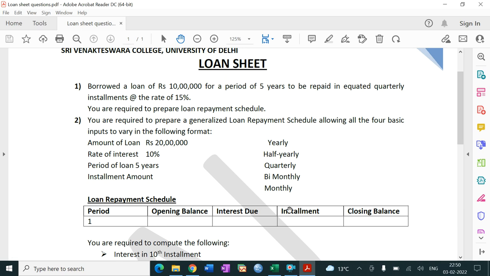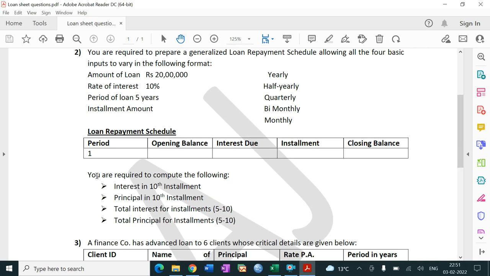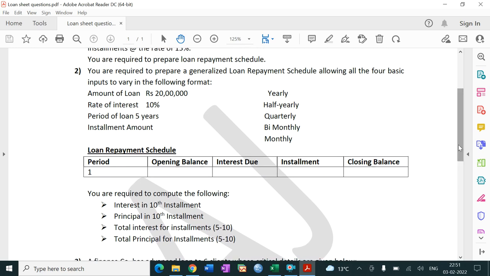And this is the format that we have been given: number of periods, opening balance, interest due, installment, and the closing balance. And then lastly, we need to compute the following: the amount of interest in the 10th installment, the amount of principal in the 10th installment, then the total interest for installments 5 to 10, and the total principal for installments 5 to 10, right? So this is a very comprehensive question, and if you understood this question, you have achieved something big, right?